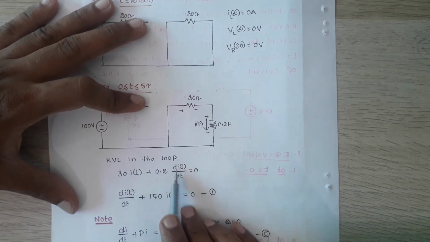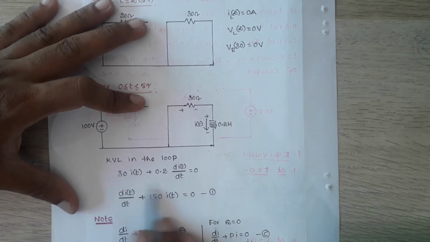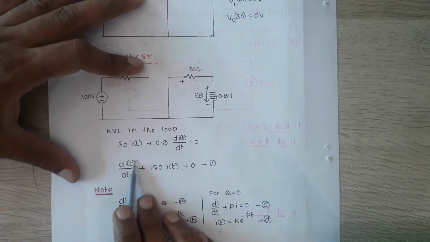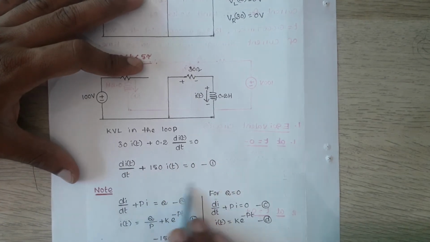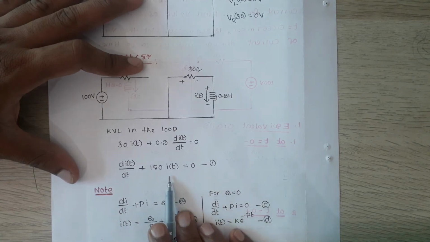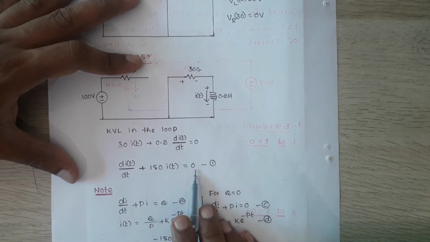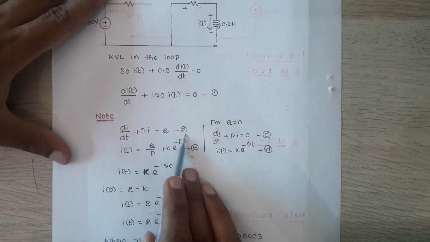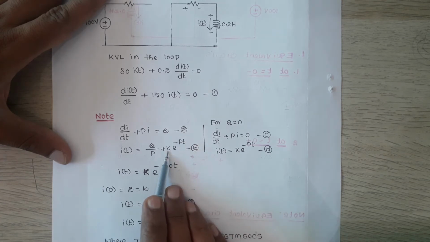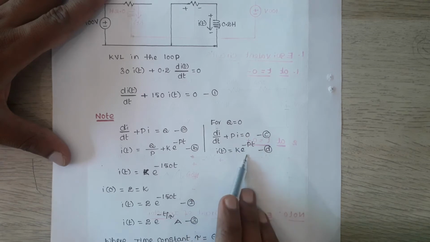So get this into the standard form. Make the coefficient of di of t by dt as 1. So divide this equation by 0.2. So you get di of t by dt plus 150 I of t equal to 0. So this is a first order homogeneous differential equation, because here this value is 0. If you compare that with the standard form, this is the first order homogeneous differential equation and the solution.